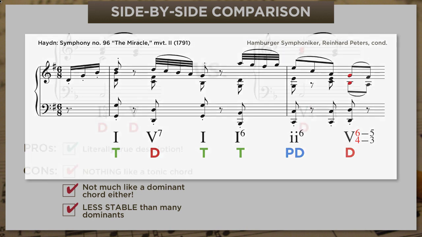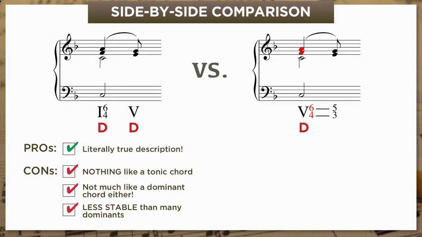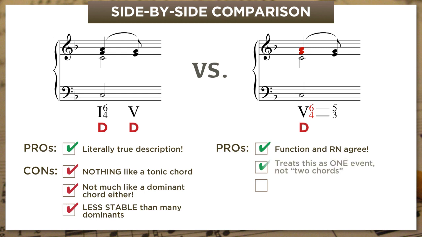So let's sum up the pros of the notation on the right. So now the function and the Roman numeral agree. It all just says dominant. Great. Second, it treats this idiom as one event, not, quote, two chords, which is appropriate because the 1/6/4 is never alone. It always goes on to another dominant.